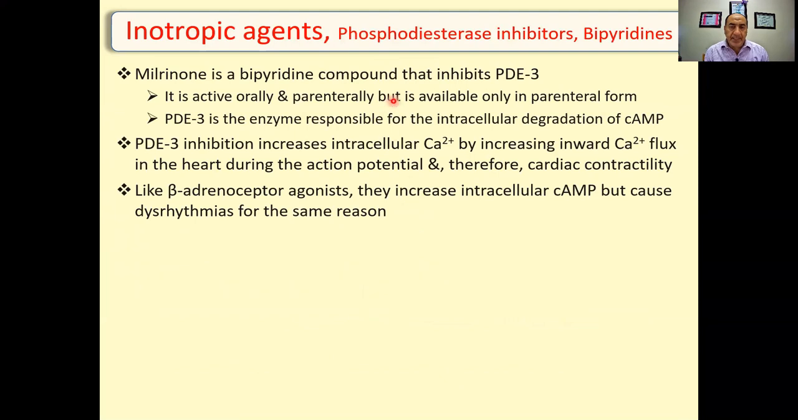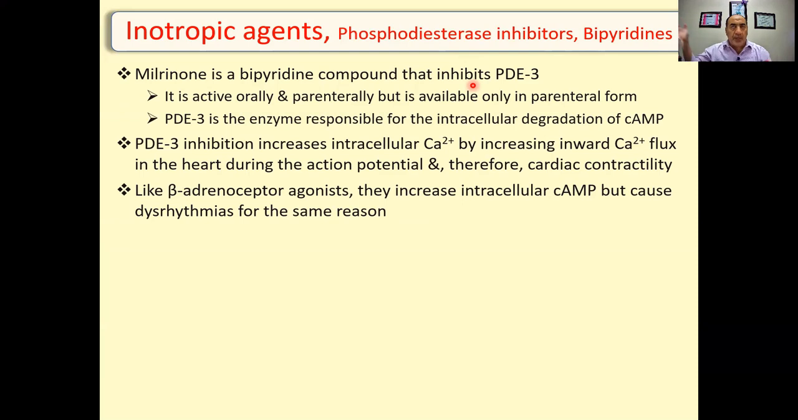The second class of inotropic drugs is phosphodiesterase inhibitors. They call them bipyridines, okay? Milrinone is a bipyridine compound that inhibits phosphodiesterase 3. If you remember when we talked about the Gs protein coupled receptors, we said they activate adenylate cyclase. Adenylate cyclase converts ATP into cyclic AMP, right?